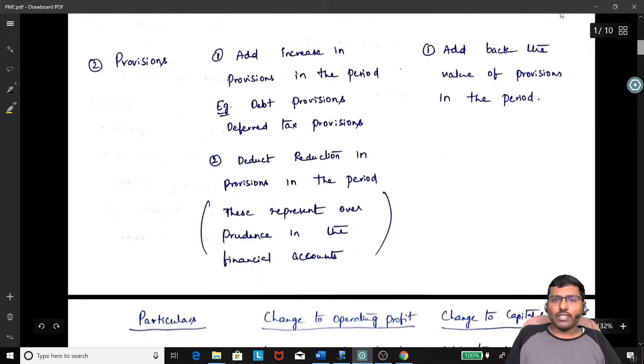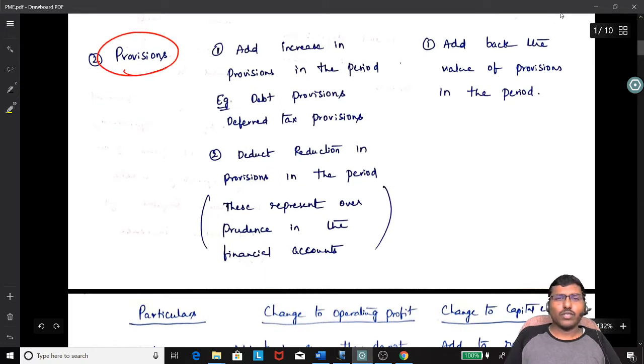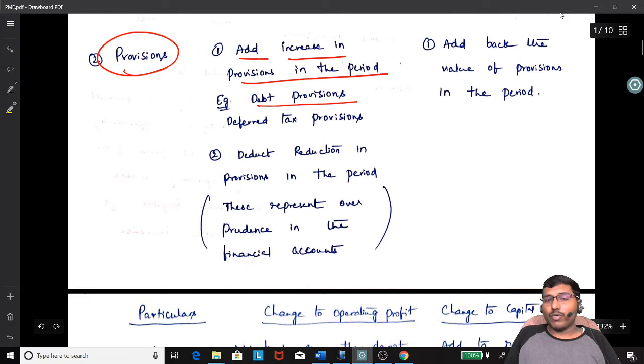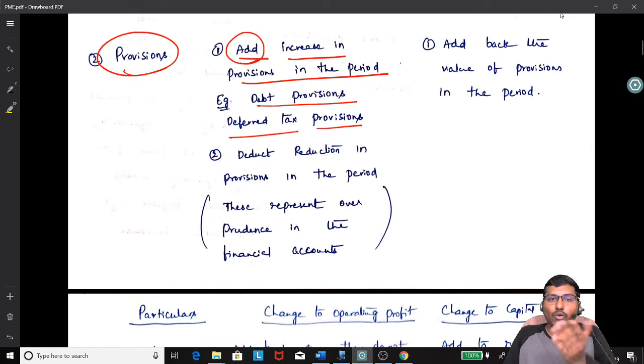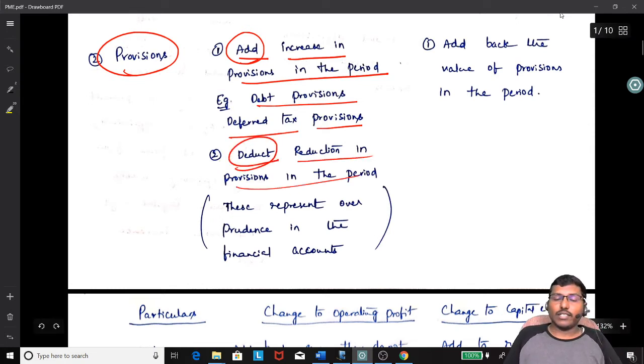Now coming on to the second one, provisions. Now if you have any provisions, then with respect to operating profits, you need to add whatever provisions you have increased in this period. It can be bad debt provisions, that is provision for doubtful debts, whatever it is, deferred tax provisions, it can be anything, but you have to add them. So if there is any increase in provisions that has happened this year, add to the operating profit. Suppose a reduction in provisions has happened, then you have to deduct it.